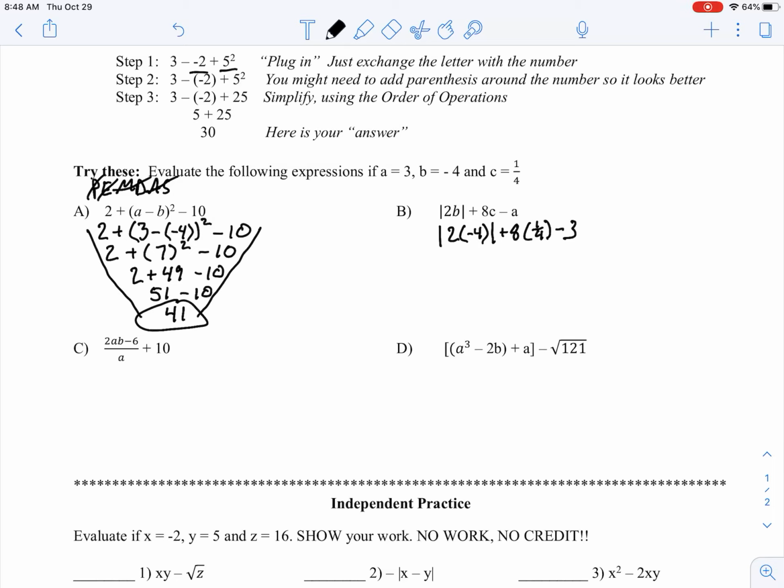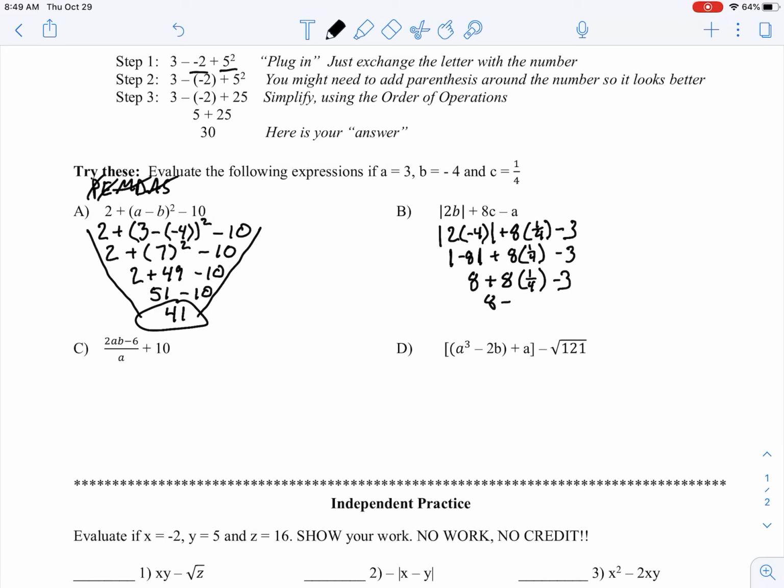So we want to do our grouping symbols first. So inside of our grouping symbols, we have 2 times negative 4 is negative 8. So the absolute value of negative 8 plus 8 times 1/4 still, and then minus 3. So the absolute value of negative 8 is 8. Bring the rest down.